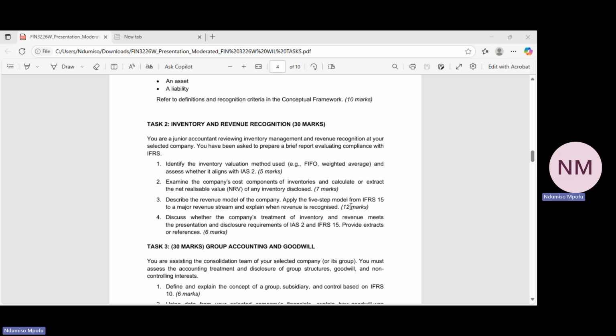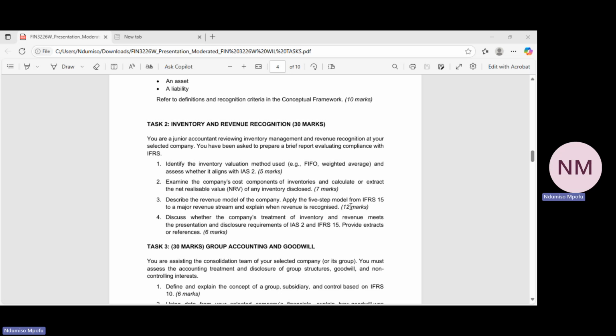Basically, what you need to do here, this applies only to revenue. You look at the company that you selected. What does it deal with? What does it sell? That is the main revenue stream. Let's say you look at ShopRite, it sells groceries. So the main revenue stream will be for what? Income from sales of revenues. So that's what you're going to take from the financial statement.